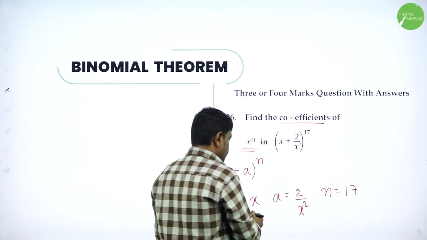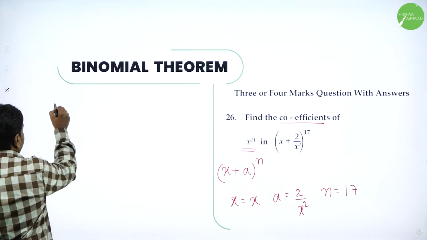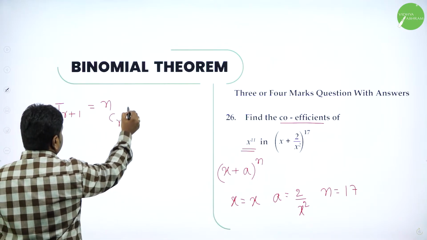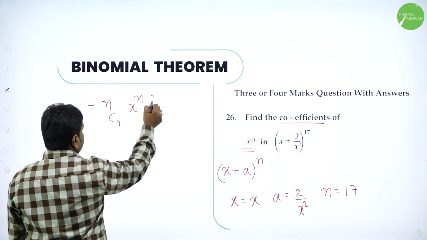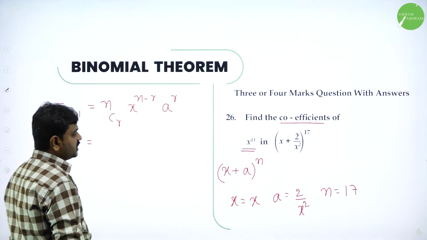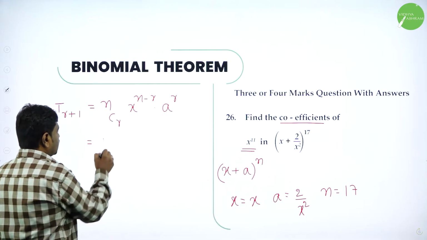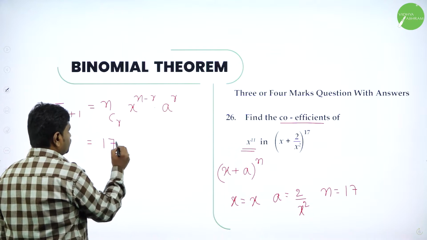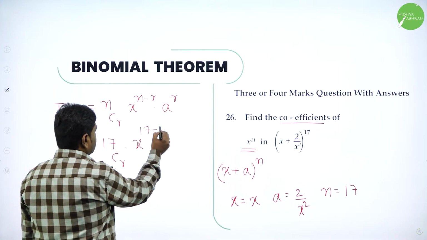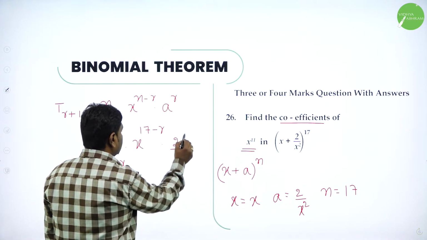So now we have x, a and n, and we use the formula T(r+1). What is the general term formula? T(r+1) is equal to nCr x power (n minus r) into a power r. So nCr, what is n in this problem? n is the overall power, that is 17. 17Cr, x power (n minus r). x means the first term, x itself, 17 minus r. a power r, a means the second term, (2 by x square) power r.